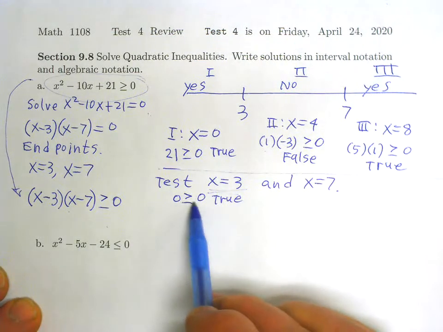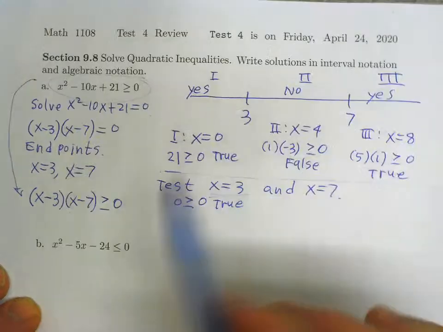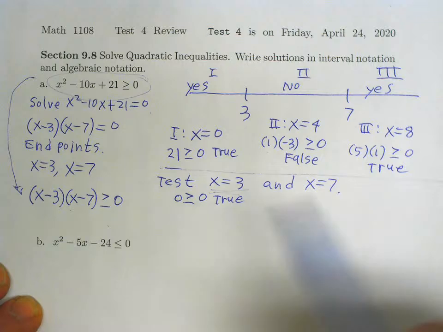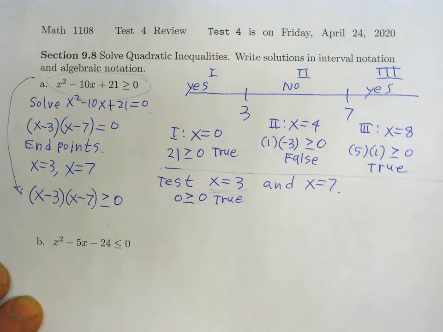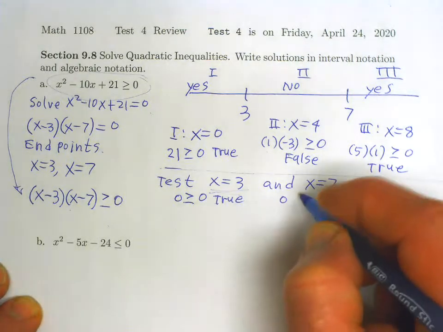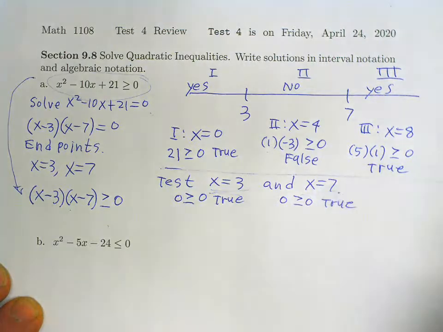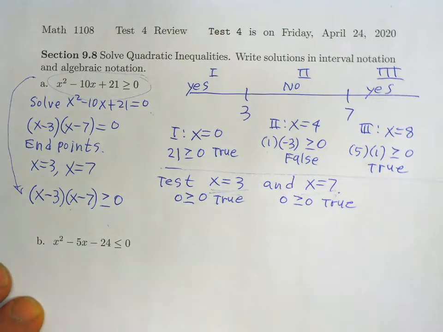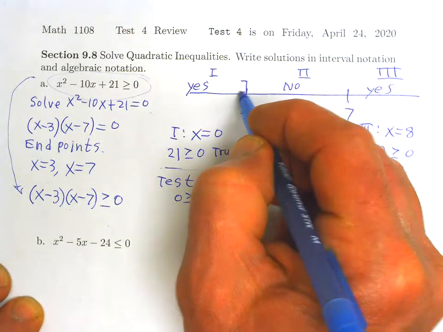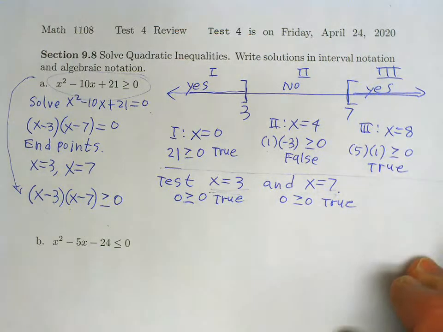It's the or equal to 0 that makes it true. And the same thing happens when you test 7. So 7 minus 3 is 4, but 7 minus 7 is 0. 0 times 4 is still 0, so the same thing applies here. 0 greater than or equal to 0 is true. So we include both endpoints. Graphically, that means we put a bracket at the endpoints, a bracket at 3 and shade to the left, a bracket at 7 and shade to the right.